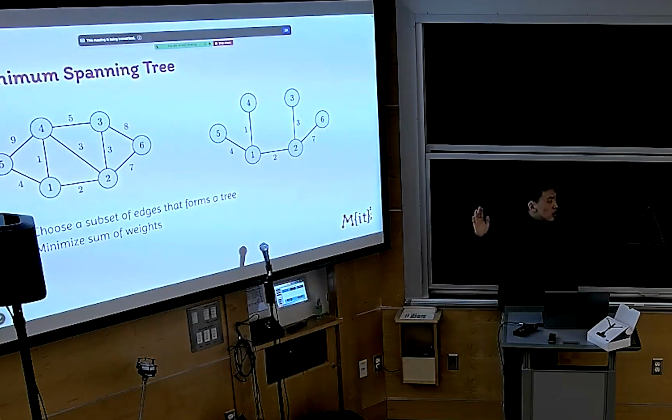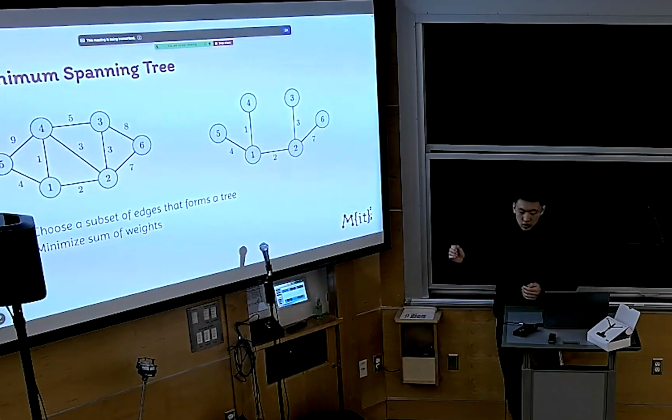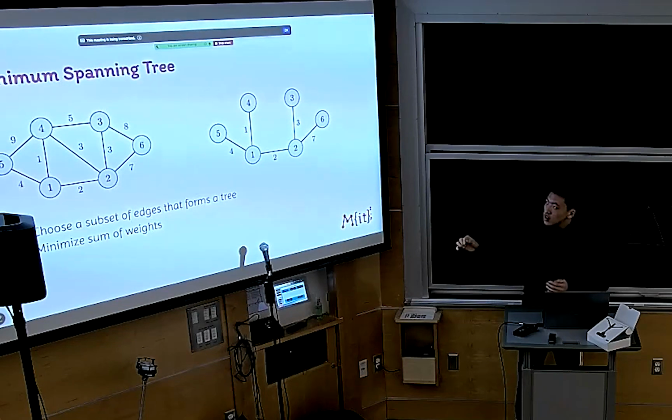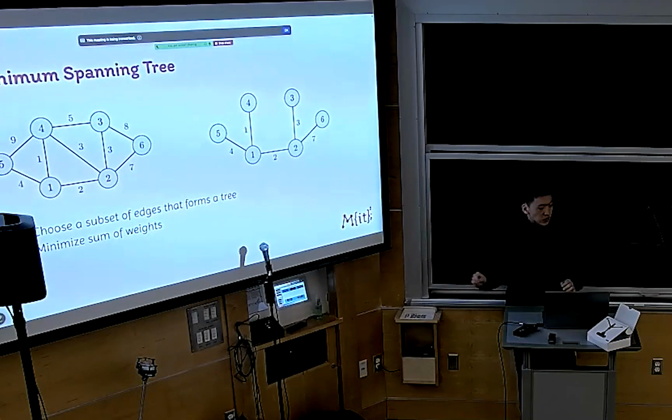And so, for example, over here, we see that a spanning tree might consist of the edge 5 to 1, the edge 4 to 1, the edge 1 to 2, the edge 2 to 3, the edge 2 to 6. And so what we want to do is minimize the sum of the weights of all of these edges within our spanning tree.